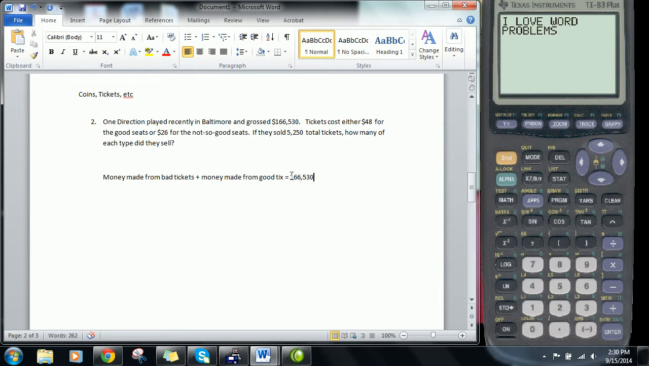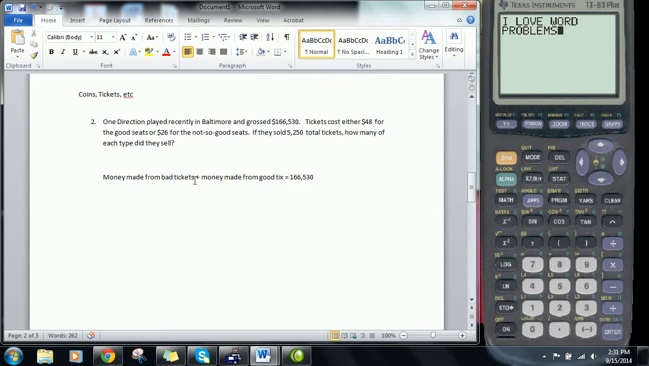Right? That makes sense? So there's my frame. Okay, so One Direction or whomever, right? They made some money from selling bad tickets, not so good tickets. They made some money from selling good tickets, and that totaled $166,530. Okay, there's my frame.